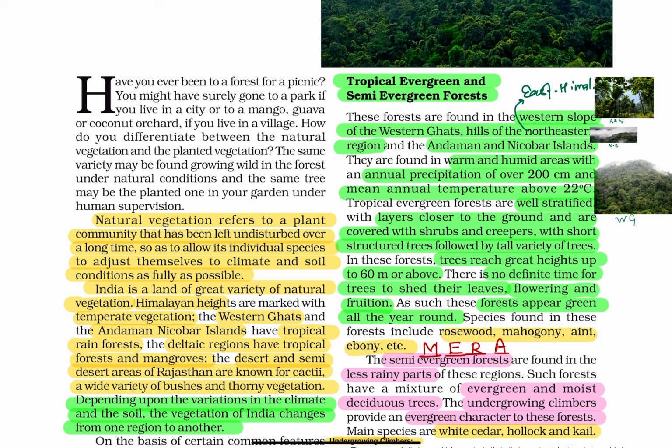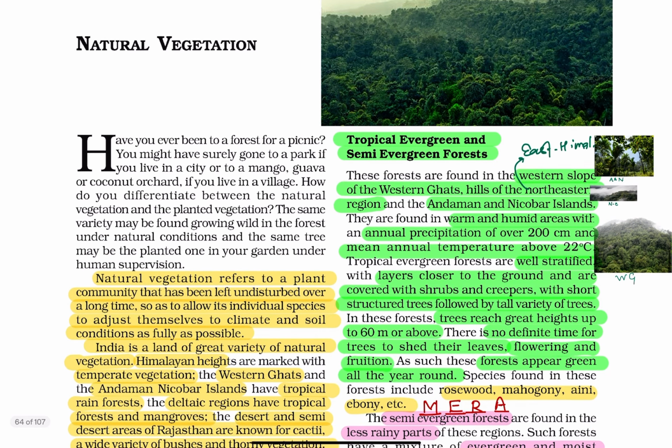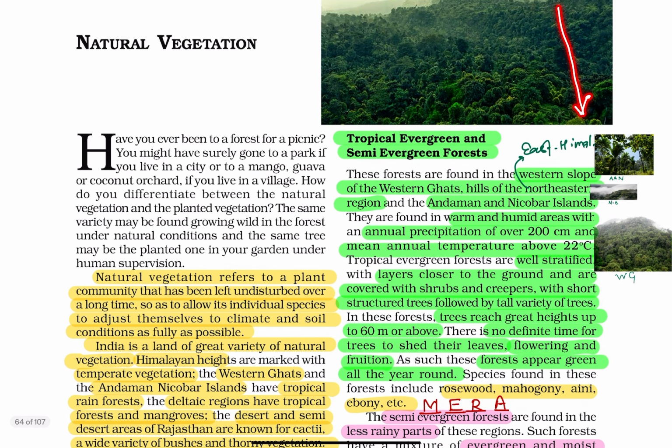Now, one thing we learned, location, then we learned what are the features. Now another feature is that they are well stratified. Stratified means the layering, they have proper layering, right? They have some layers closer to the ground, and they are covered with shrubs and creepers. Okay, so let us imagine that these are the forests. Now if you go to the bottom line of that, the layers which are closer to the ground are covered with shrubs and creepers.